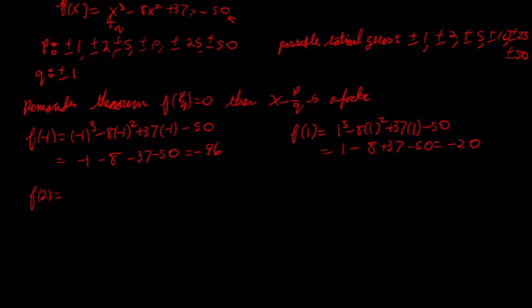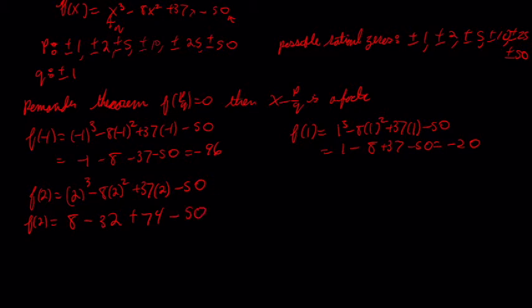F of 2 equals 2 cubed minus 8 times 2 squared plus 37 times 2 minus 50. So f of 2 equals 8 minus 32 plus 37 times 2, which is 74 minus 50, and that's going to give me 0. So I know that x minus 2 is a factor.